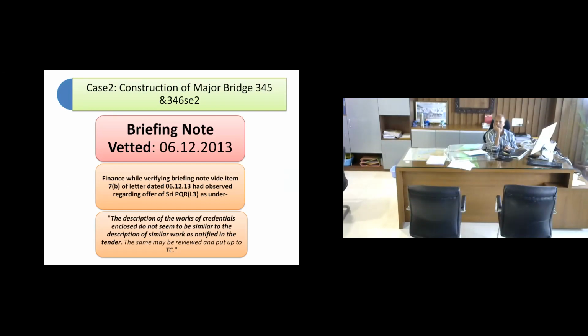You see, the briefing note was vetted, and then there was an observation from the finance also that the description of work credentials does not seem to be similar to the description of similar work as notified in the tender. The same will be reviewed and put up to TC. It was a tender being dealt by my deputy CE construction, and I was CE of the project at the time. So I was executive authority.